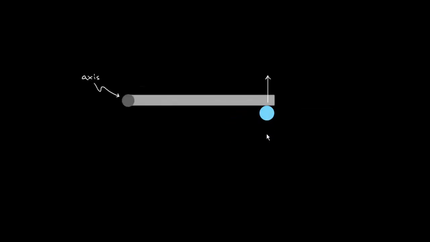But if it hits this bar far away from the axis, it can transfer a lot of angular momentum, because the bar is going to rotate a lot, because there was a large amount of torque applied, since this force was applied at a distance that was far away from the axis.